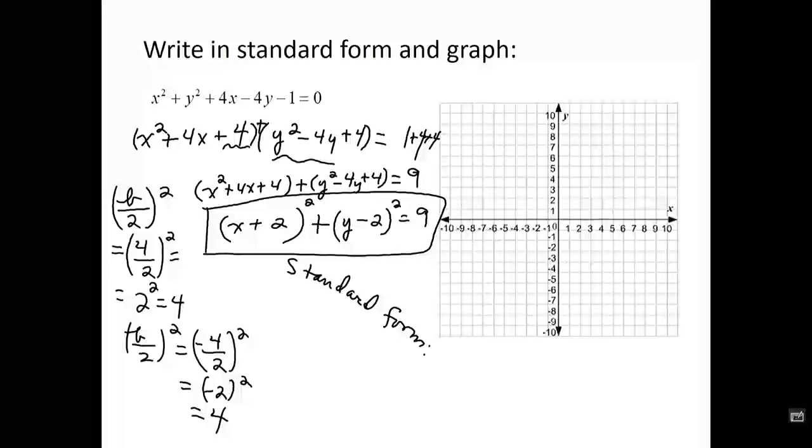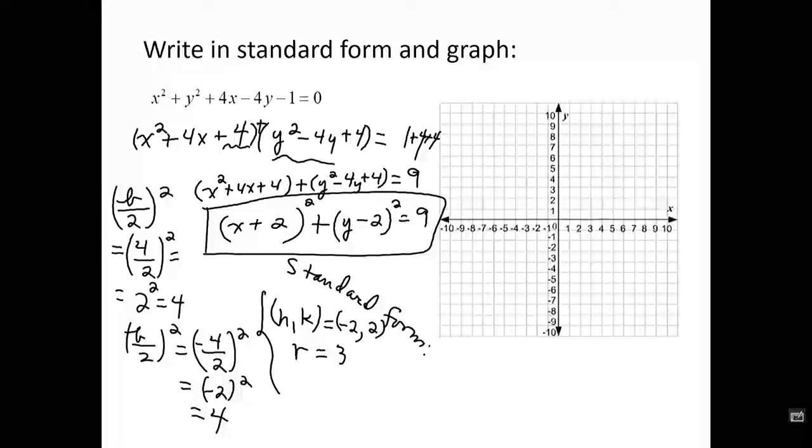In standard form, we can immediately identify the center of the circle. So the center of the circle here, h, k, is going to be (-2, 2). The radius of the circle, remember, in standard form, the right-hand side is r². So to get 9, r is 3. So we're going to use this information to obtain the graph of the circle.